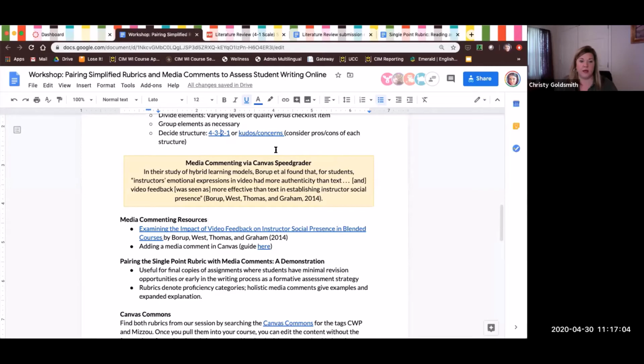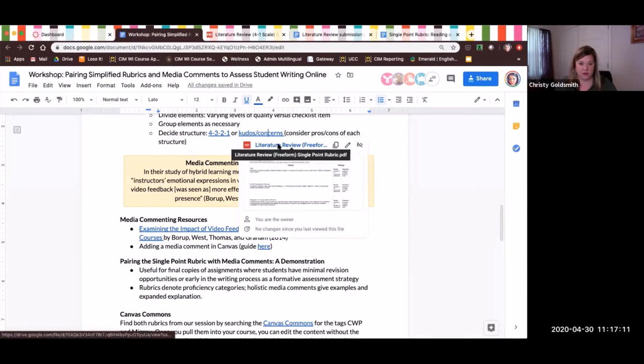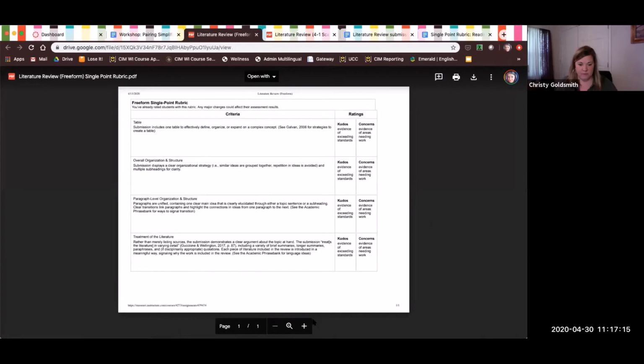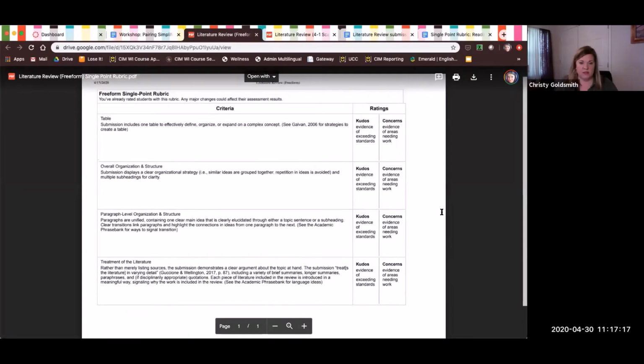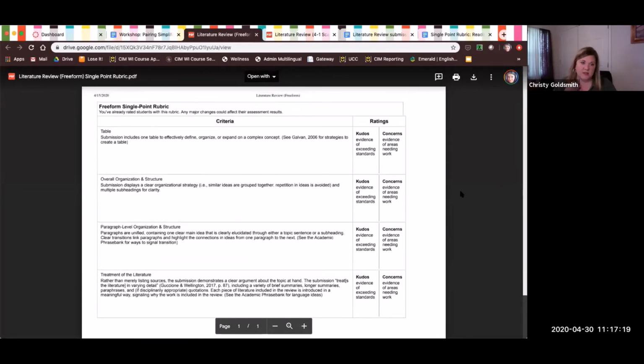The other way is maybe a little closer to what Bean was thinking about, but definitely a divergence from what we're used to when we think about rubrics. It is this more free-form style of rubric. This is the way that Canvas allows us to use single point rubrics within the Canvas system. I like it better when it has the single point in the middle and the concerns and kudos, but that you cannot recreate in Canvas. So this is as close as I could get.